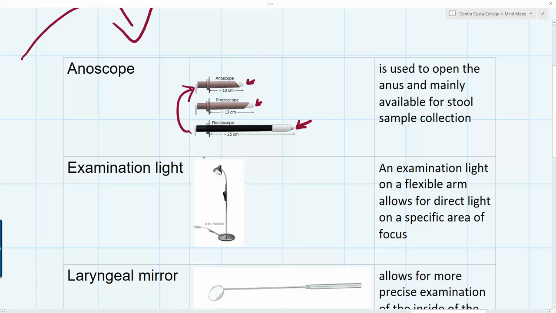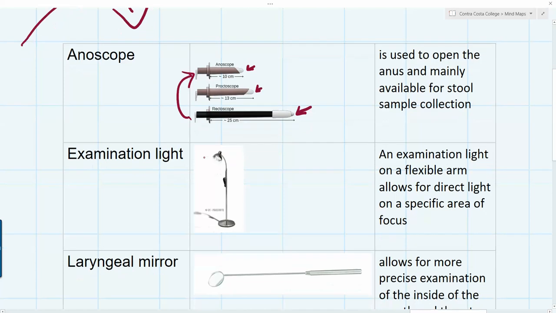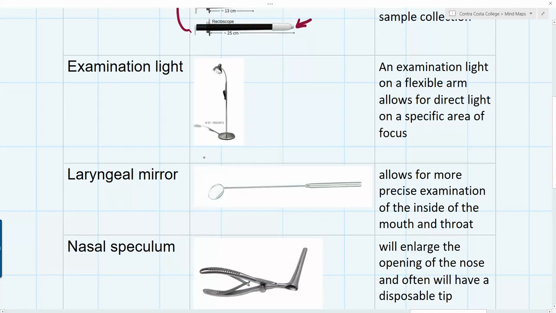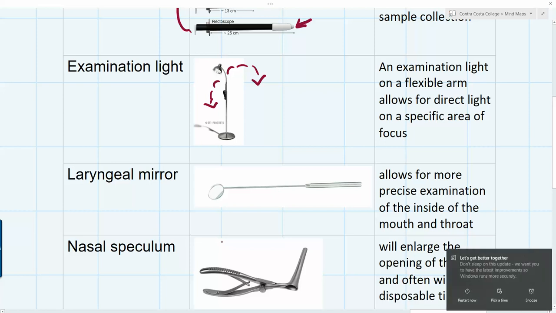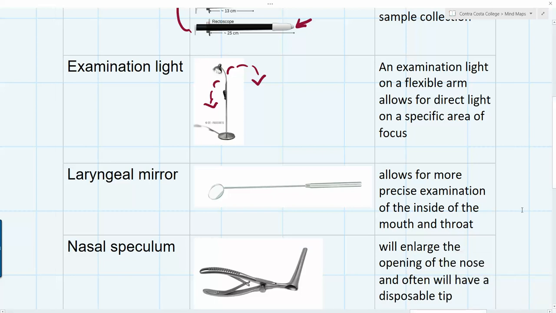The exam light is on a flexible arm and it allows for direct light on a specific area of focus. They can move this around and bend it down or backwards, point it either way, and that way they can focus the light. The laryngeal mirror allows for more precise exams of the inside of the mouth and throat.